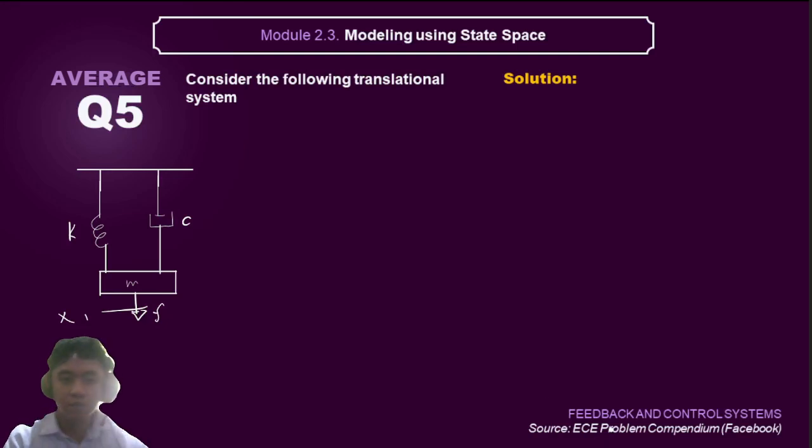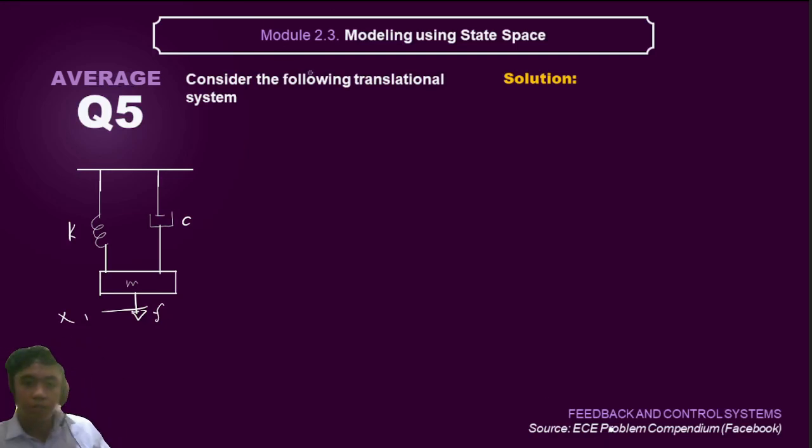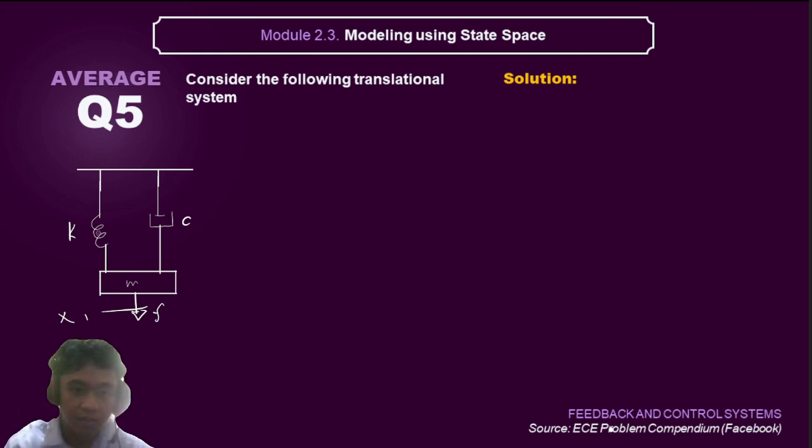Okay, so this is the first supplement. Module 2.3, Modeling Using State Space. So consider the following translational system. First, translational systems have defined state variables, which are, wait, I'll write it smaller.